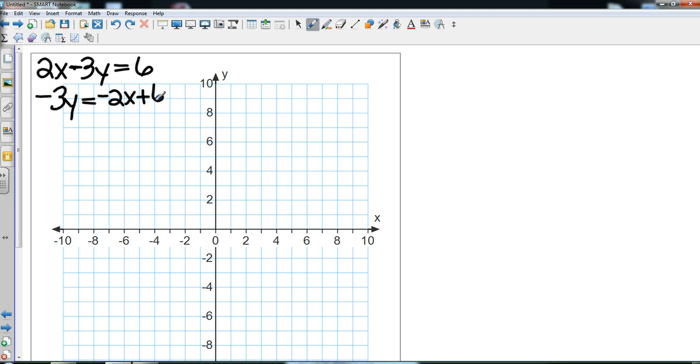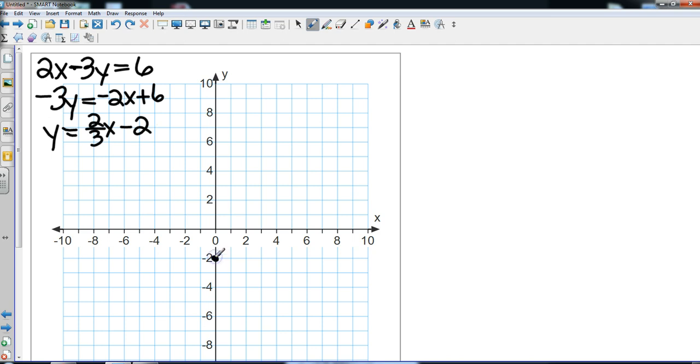And the last step, I'm going to do what? Divide by negative 3. Again, I'm going to skip a step and just do that division. What's negative 2 divided by negative 3? Positive 2/3. Negative divided by negative is a positive. And what's positive 6 divided by negative 3? Negative 2. Okay? Y-intercept is negative 2.